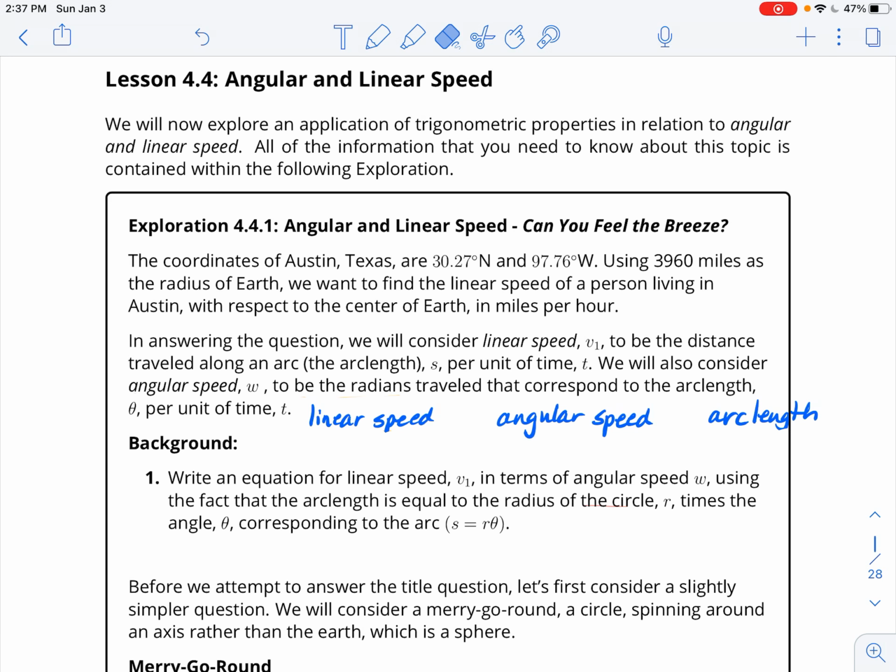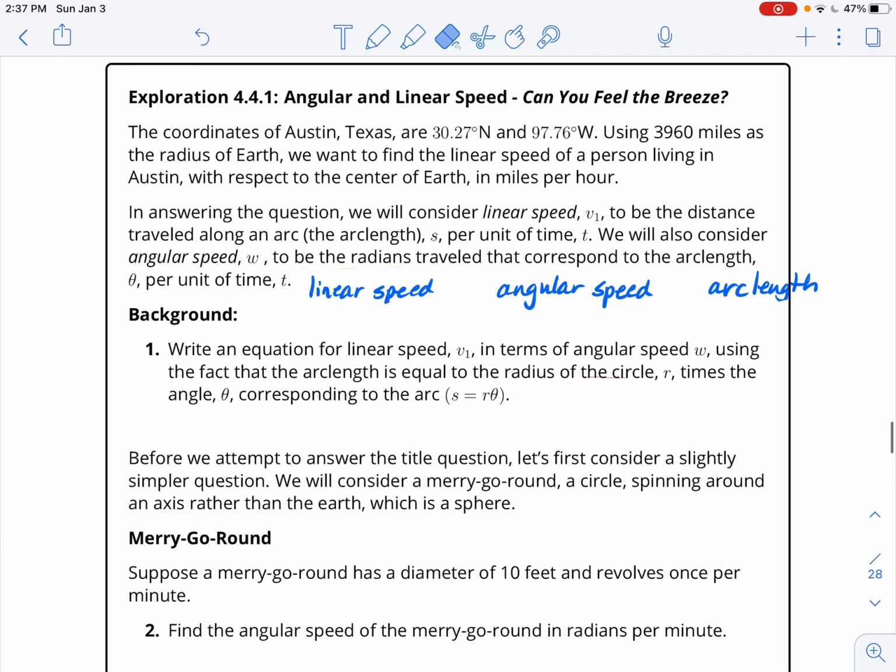Lesson 4.4, Angular and Linear Speed. We'll now explore an application of trigonometric properties in relation to angular and linear speed. All of the information you need to know about the topic is contained within the following exploration. So, Exploration 441, Angular and Linear Speed.